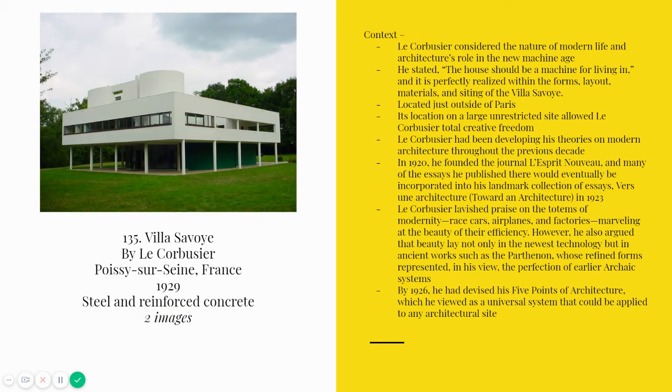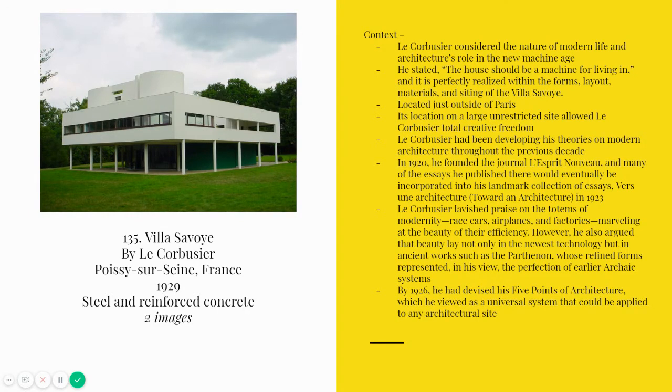Okay, so moving on, we covered that prairie style. Now we're going to look at international style. Remember, we're still talking about modern architecture or 20th century architecture, but we're looking at different styles, okay? So for our international style, this is image 135. It's called the Villa Savoye, and it's by Le Corbusier. And it's from 1929. It is made of steel and reinforced concrete.